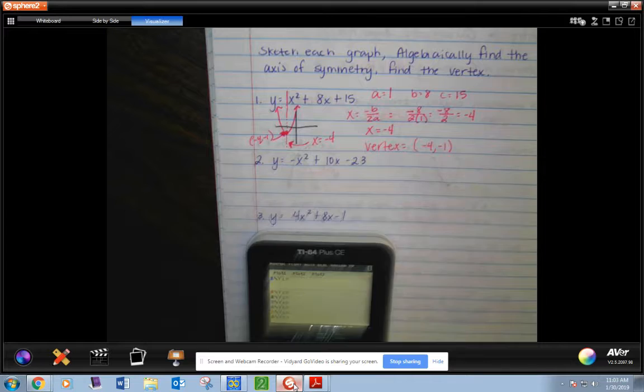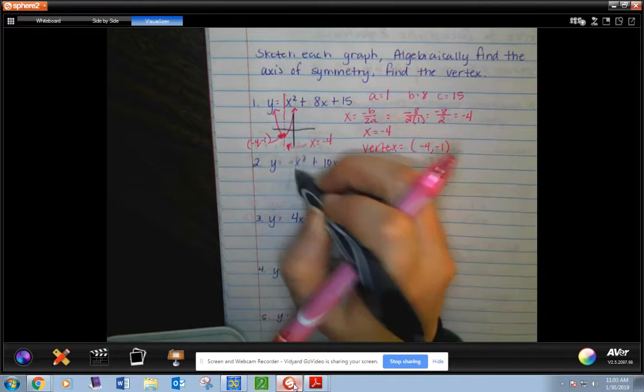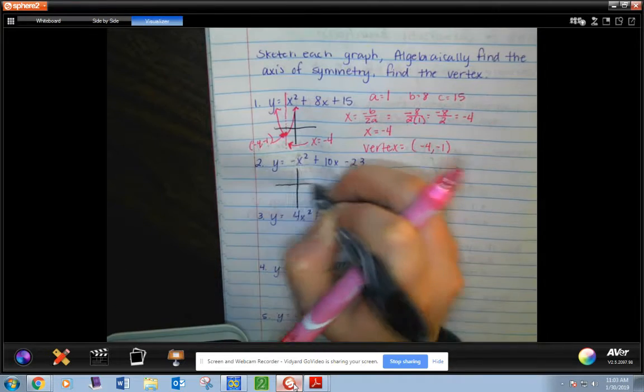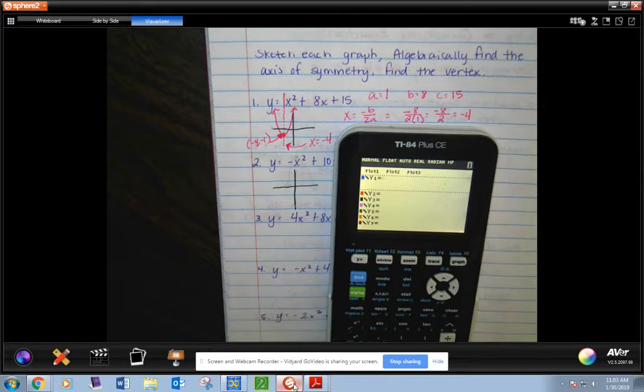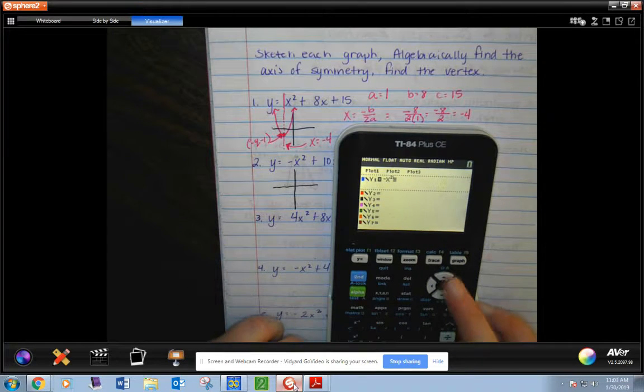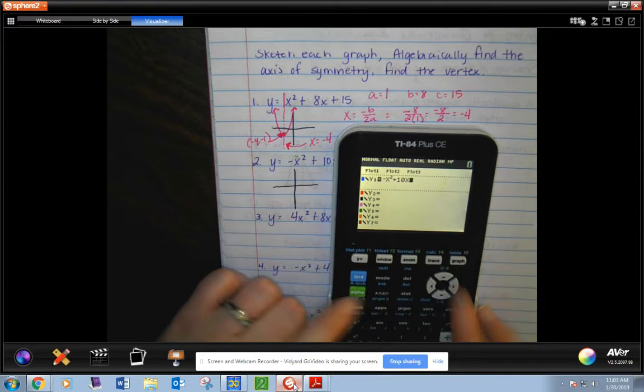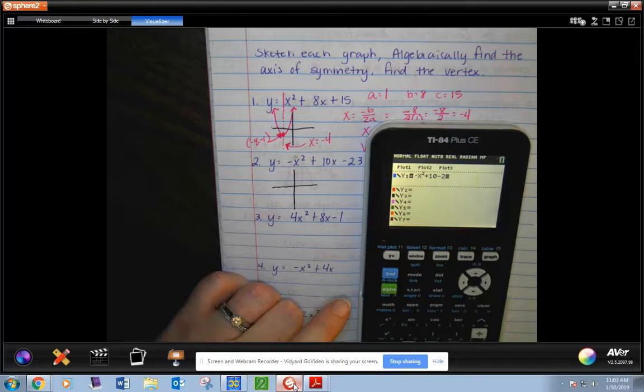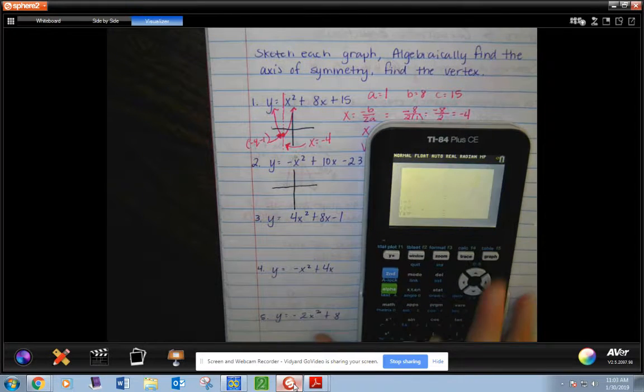First thing I'm going to do, I'm going to draw my axes. I'm going to type in negative x squared plus 10x minus 23, and I'm going to graph it.